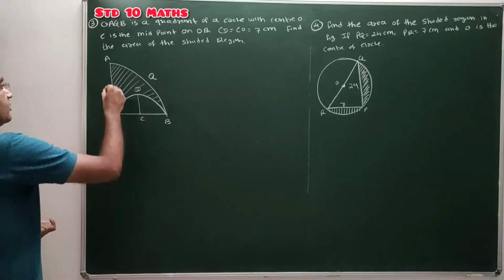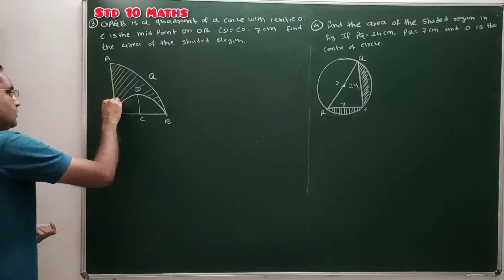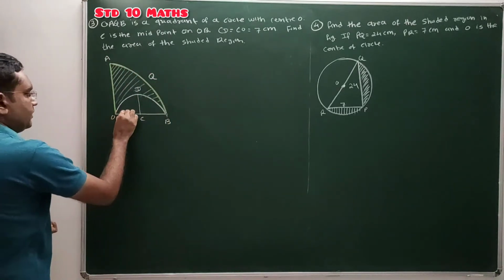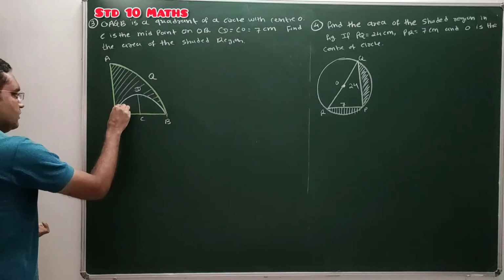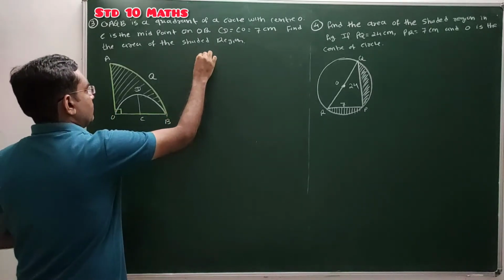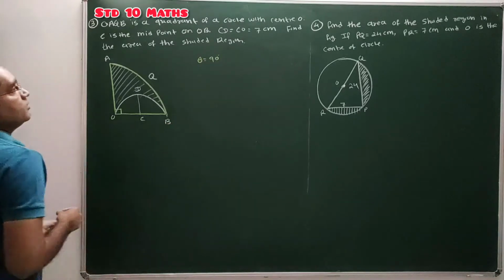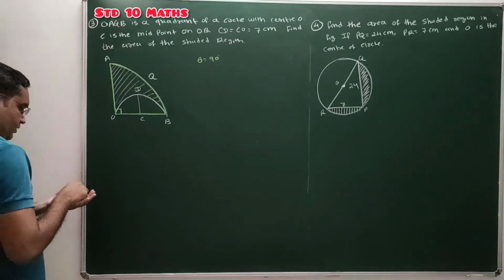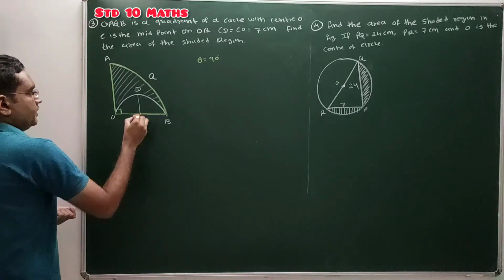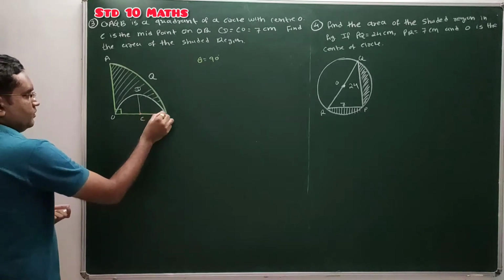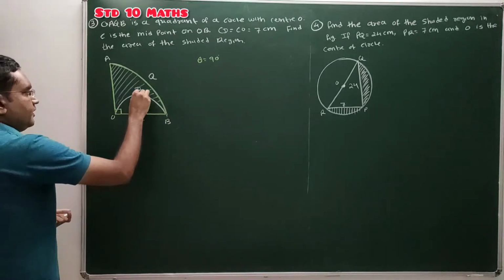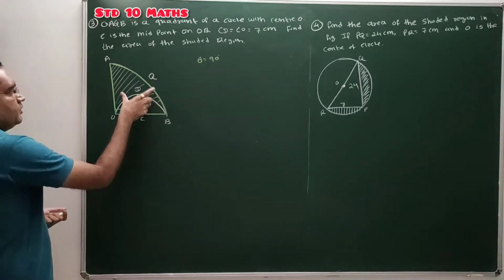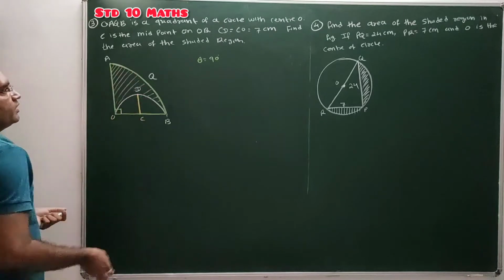OAQB is the quadrant of the circle, that means a sector with central angle 90 degree. So here you have to take theta equal to 90 degree. Quadrant of circle with center O. C is the midpoint on OB. So CB or OC are the radius of the inner circle, and OB is the radius of the quadrant of the circle.